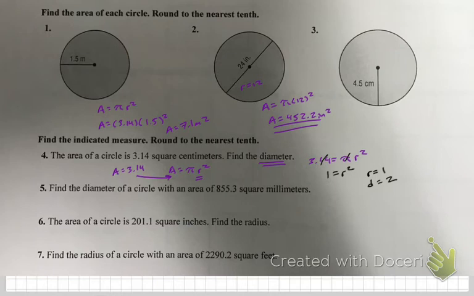Then let's do number 7, it says find the radius of a circle with an area of 2,290.2 square feet. So 2,290.2 equals pi r squared. I'm going to divide by 3.14. So 2,290.2 divided by 3.14.